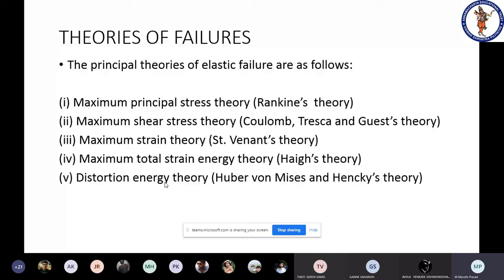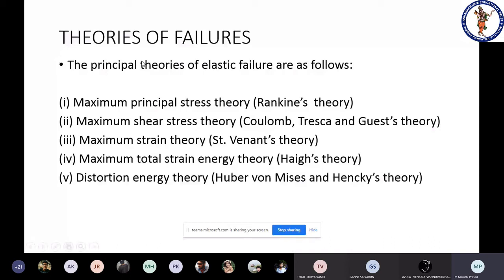So whenever they proposed the theory, they have taken the criteria of the failure. Rankine has taken the criteria of the failure as maximum principal stress. Haigh has taken total strain energy. Hencky and von Mises have taken distortion energy. By taking those criteria of failure, they have proposed the theories. All the five statements are almost similar, only with the type of the criteria differing.